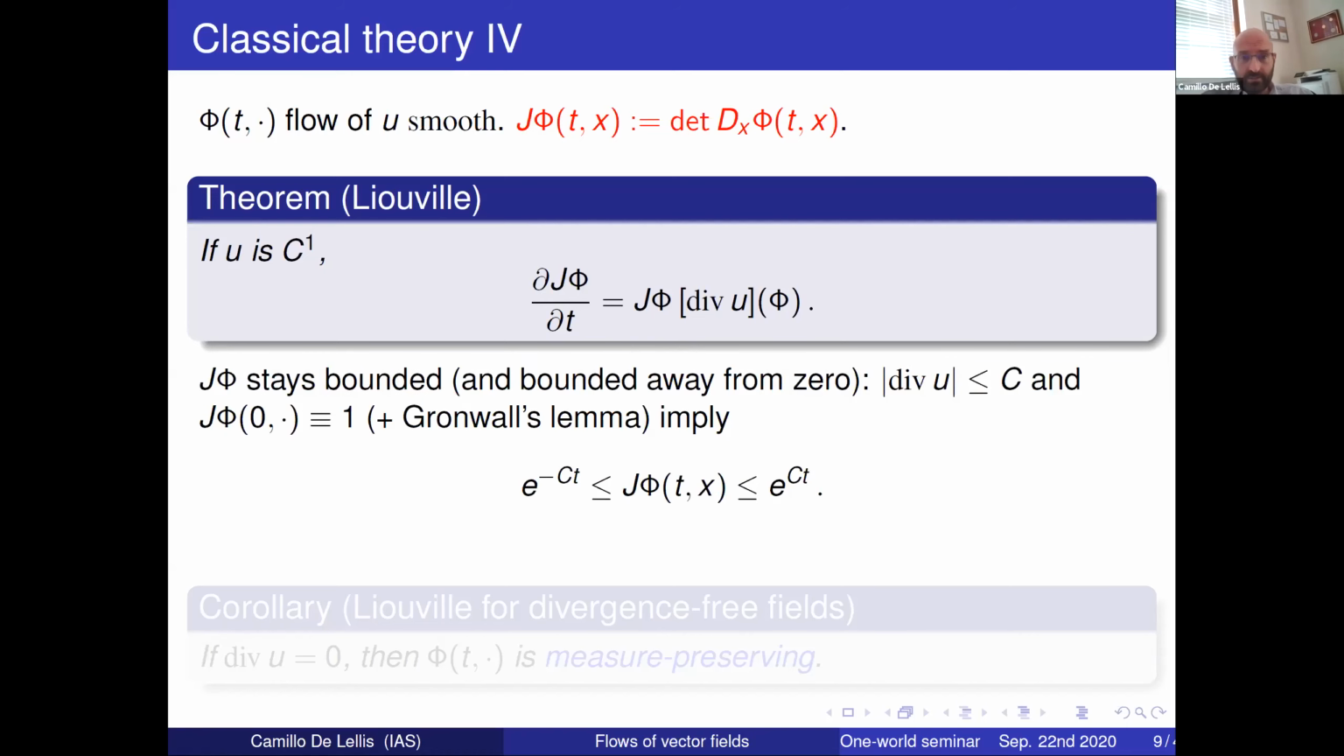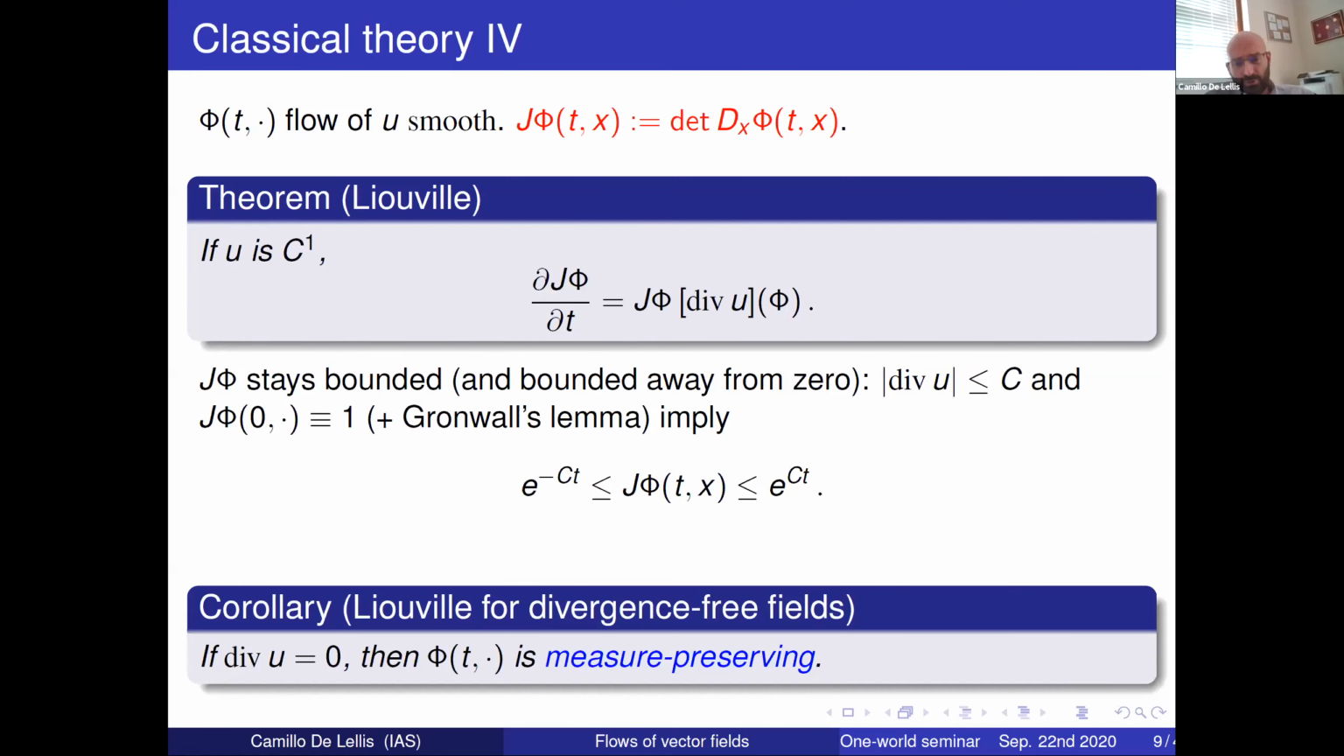So this tells you that in our situations in which U is C1, the divergence of U is bounded from above and from below, so its modulus is bounded. And so the fact that you start at time 0 with the identity, and so the Jacobian is equal to 1, plus the Gronwall lemma, implies that you have this two-sided bound on the Jacobian. So at time t, the Jacobian determinant is not allowed to get too close to 0, and it's not allowed to get too large.